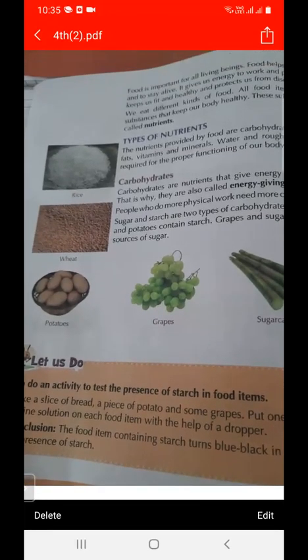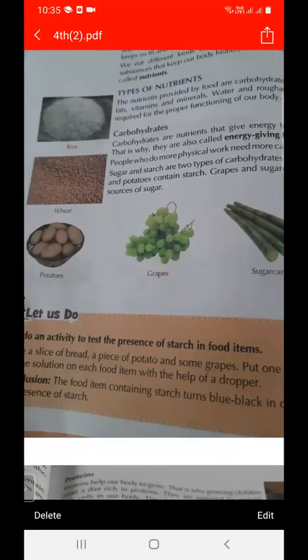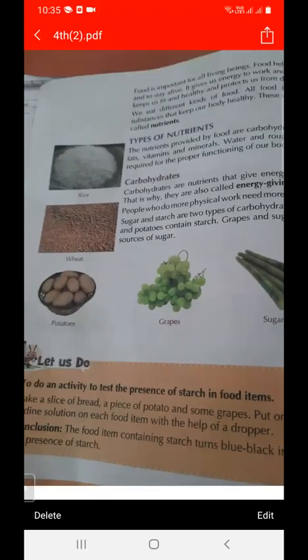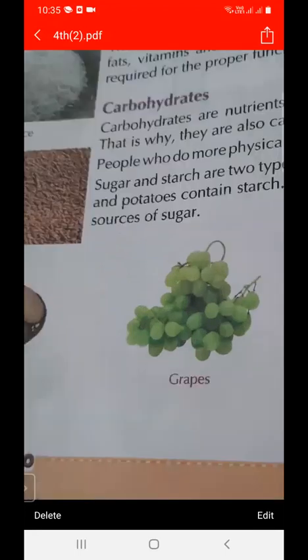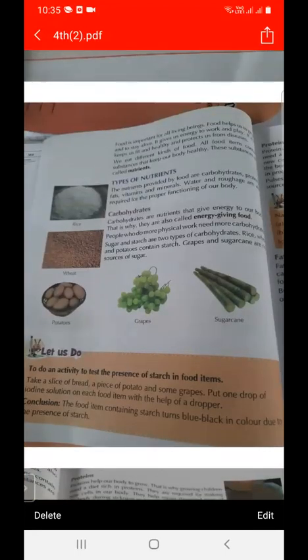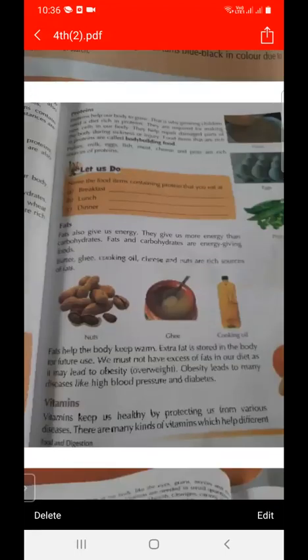And what are the types of carbohydrates? Sugar and starch are the two types of carbohydrates. So this is the activity to check starch in a given food item. The next nutrient is proteins, and then fat, and then vitamins.